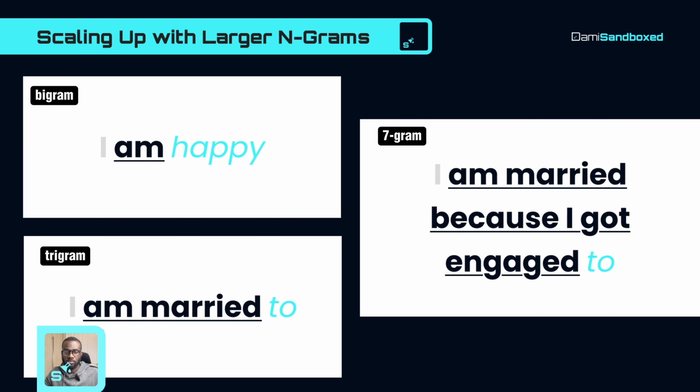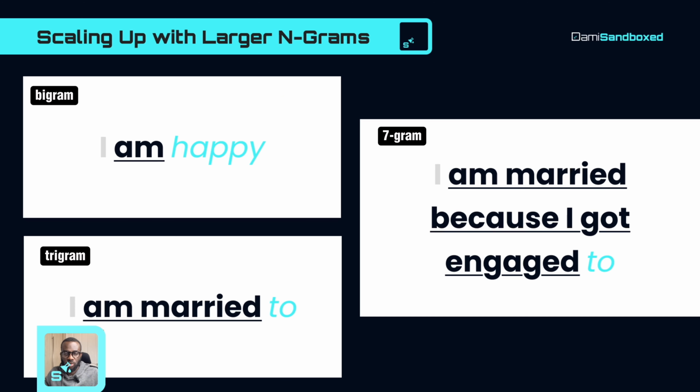And then for the 7-gram model, we have "I am married because." So the word coming after "married" is now "because," right? Because that sounds good, right? So in this case, let's put it all together, right?